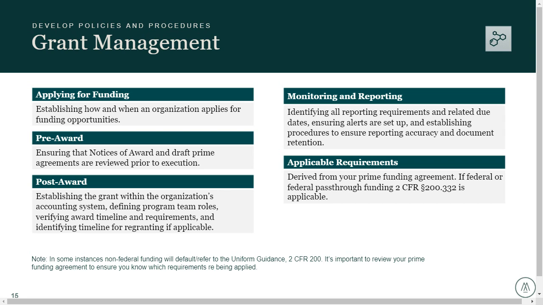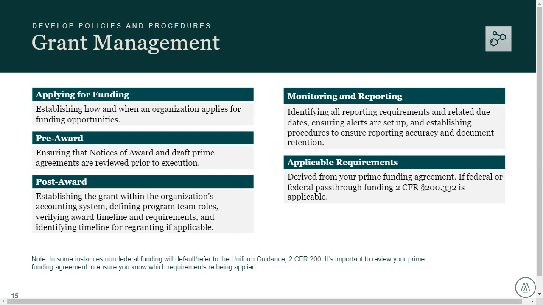And then once you get into the actual execution of a program, that post-award phase, making sure that you have a process in place to establish the grant within your accounting system, defining roles and responsibilities within a program execution or a program team, and the flip side of that, the finance team that needs to be involved with helping you monitor the use of funds, making sure that you understand the requirements, timelines, all of that when receiving awards.